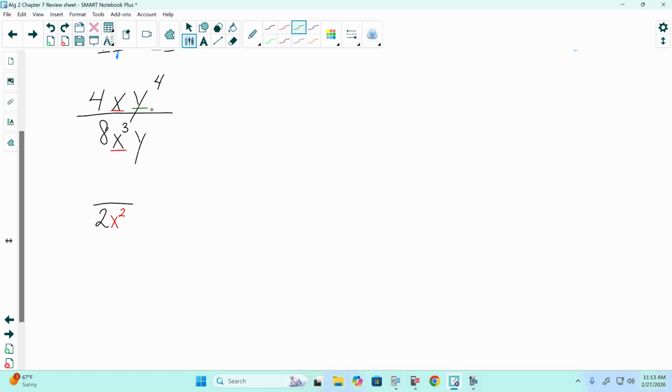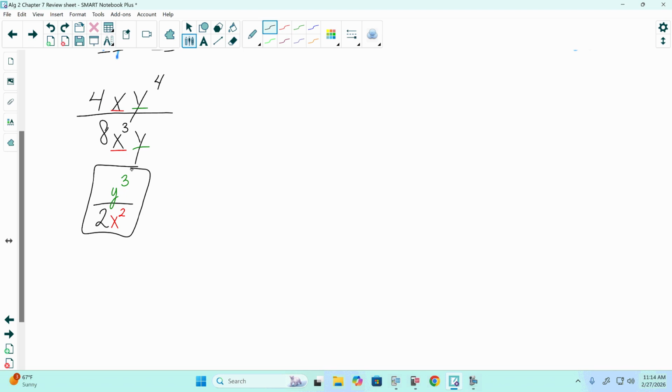Last thing we have is y. So we have y to the fourth over y, which would be 4 minus 1. 4 minus 1 is 3. Bigger on top or bottom? Top. That tells me that I have y to the third over 2x squared.